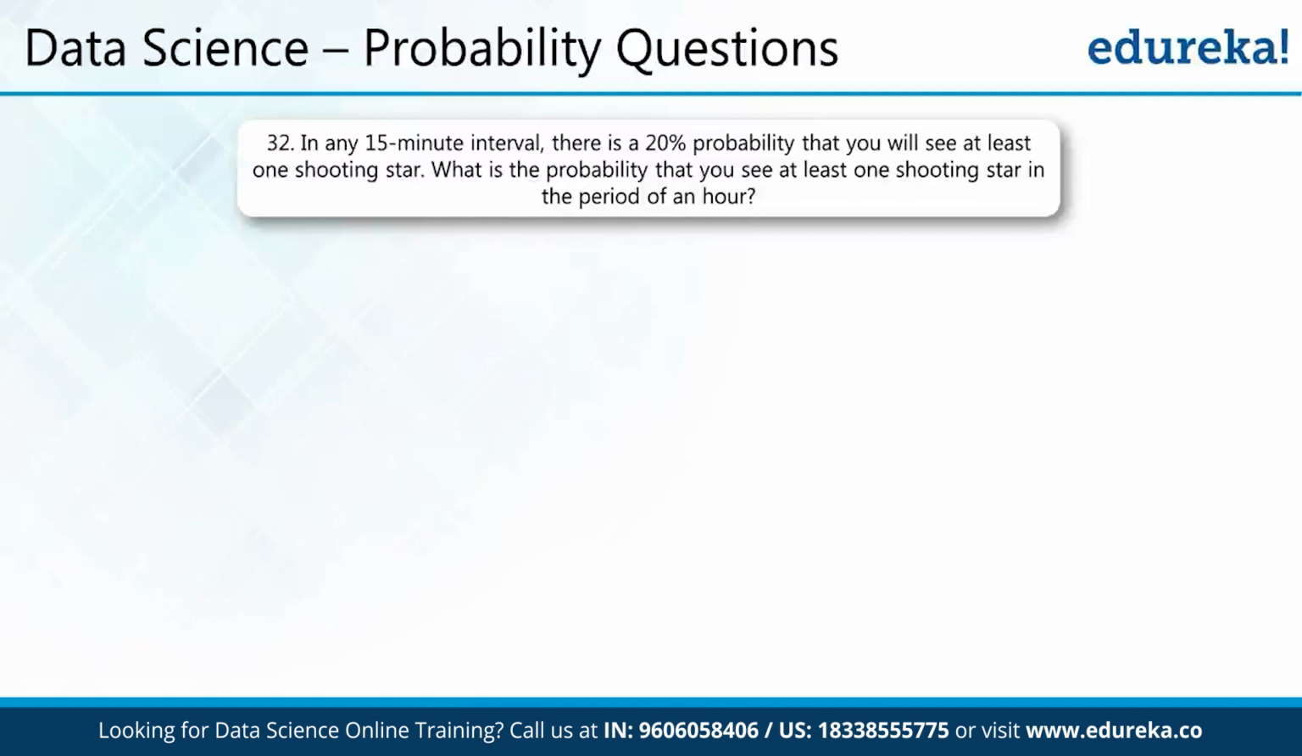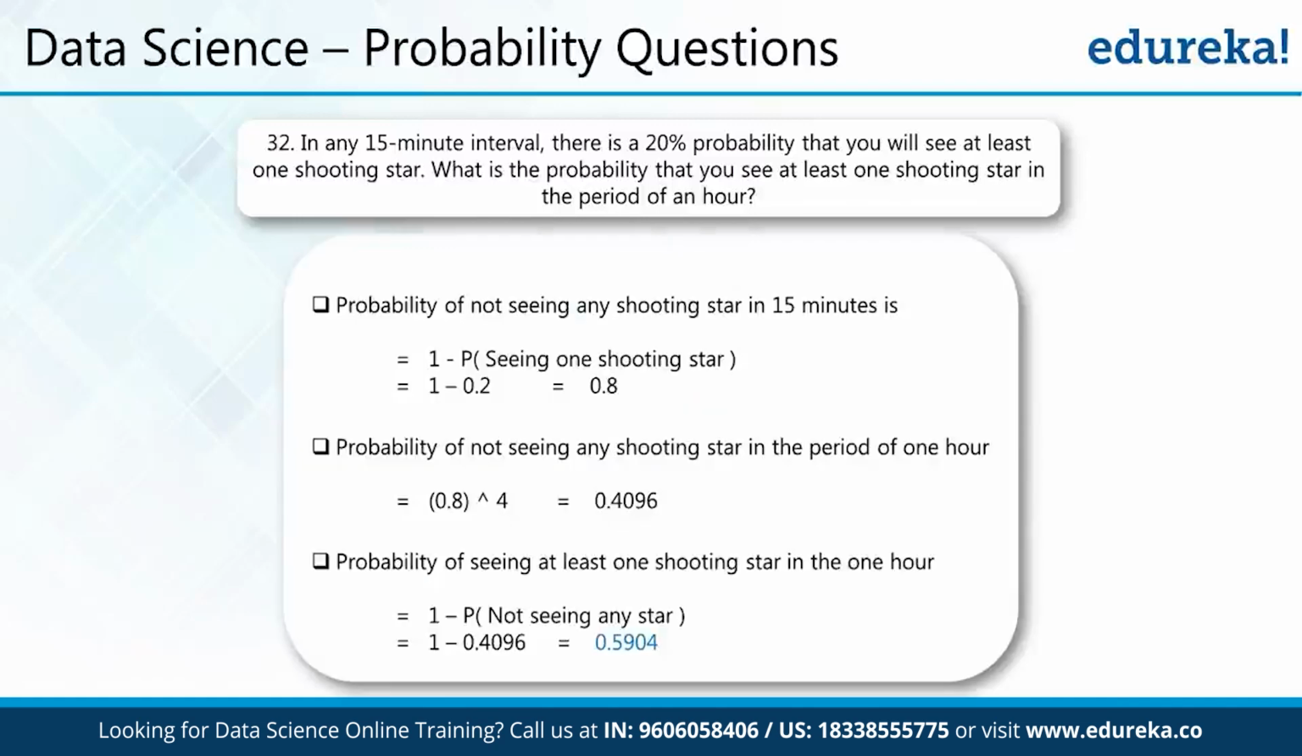So what is the sort of approach we would take here? Let's build this systematically. We know one fact, that the probability of seeing the shooting star in every 15-minute interval is 20%, which comes down to 0.2 in probability terms. And as you know, probability is always between 0 and 1. So if I would like to calculate the probability of not seeing the shooting star in 15 minutes, which is the opposite of this, right? These are independent events, so if I take 1 minus the probability of seeing one shooting star, 0.8 will then become the probability of not seeing the shooting star in a 15-minute interval.